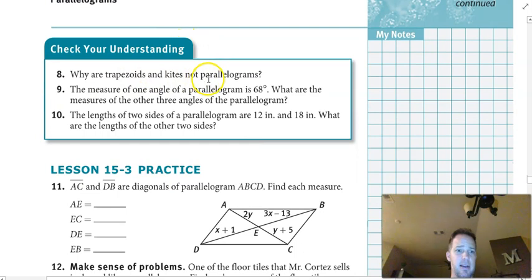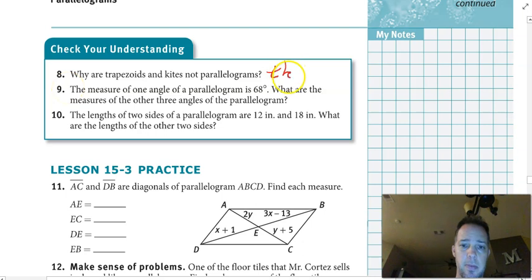Why are trapezoids and kites not parallelograms? Because to be a parallelogram, it has to have two pairs of opposite sides that are parallel.